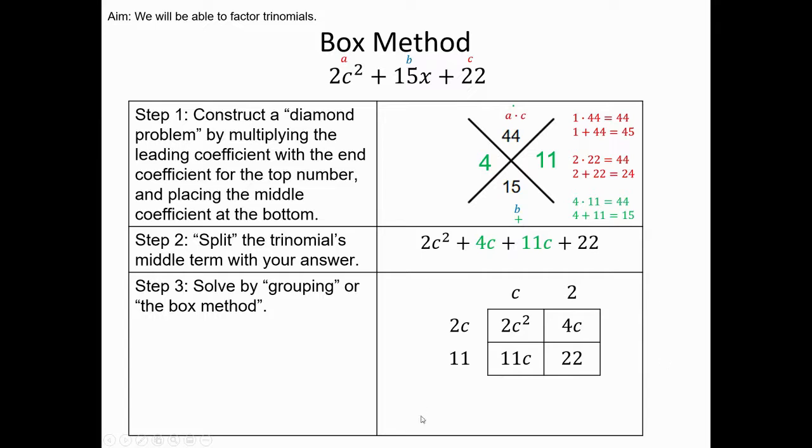And now that we have everything on the outside, I have my answer of 2c plus 11 right over here, and c plus 2 right over here. And that's it, guys. That's how you do trinomials.